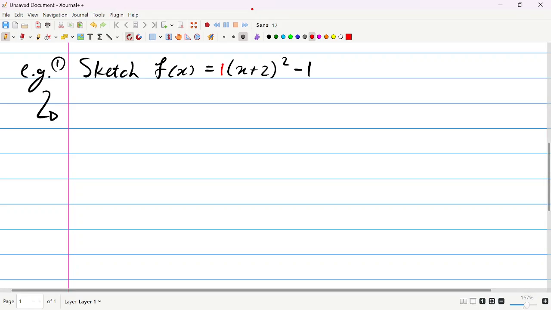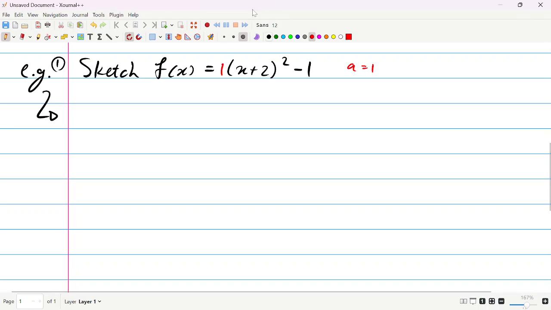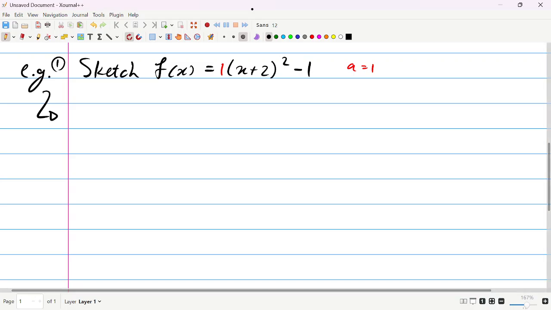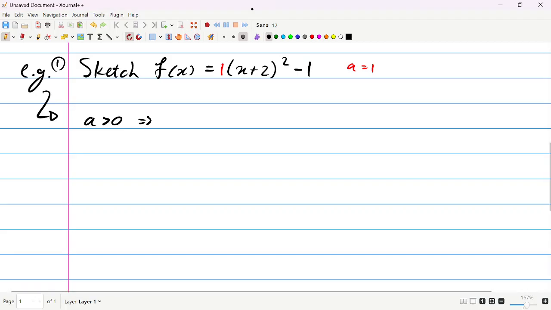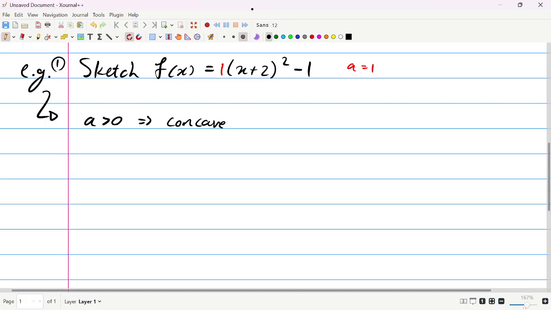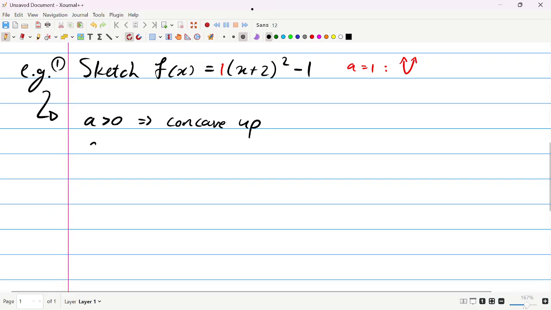Notice that the a value that we have is a equals 1. And do you notice that a is positive? So therefore, since a is greater than 0, this implies to us that we'll have concave up. Because obviously the concave up just indicates to us that we're going to have a happy face parabola. Okay. And then what else do we have? We have q equals -1, which indicates a shift of 1 unit down because it's negative, right?